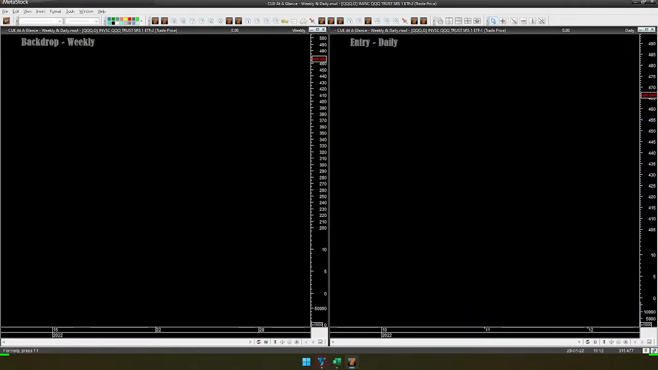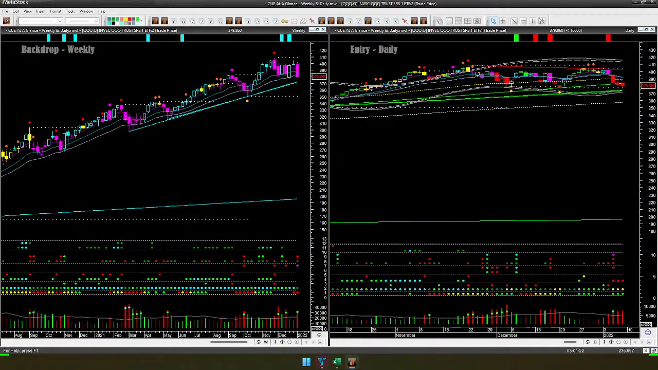QQQ has also fallen down from the swing high, but right now it is near trendline support in daily. Weekly trendline support is not far away, so I will avoid initiating a new short trade in QQQ.